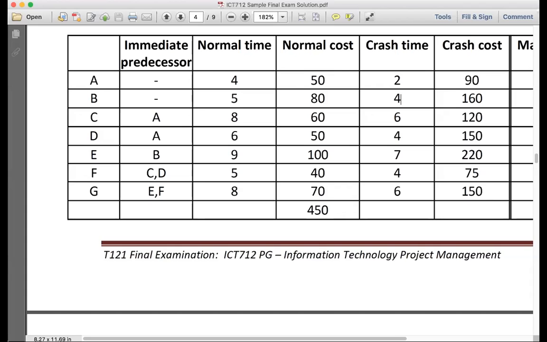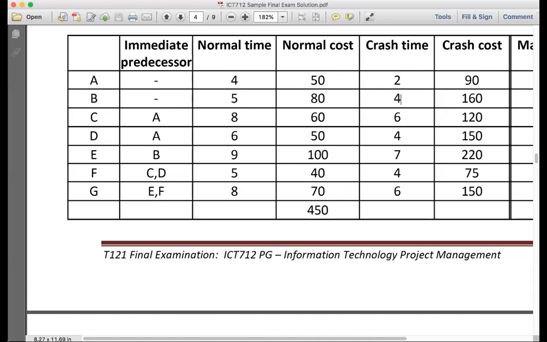Yes, sir. How many periods can I crash activity F? Activity F, how many periods can I crash it for? 1, sir. And what's the cost for that? 35. Well done, Rupesh.